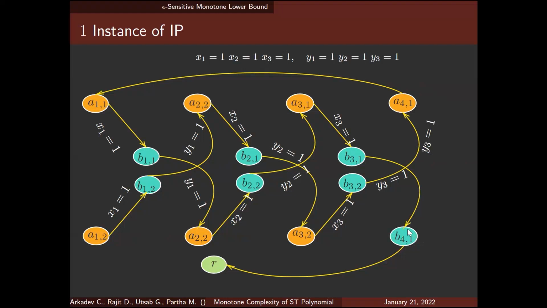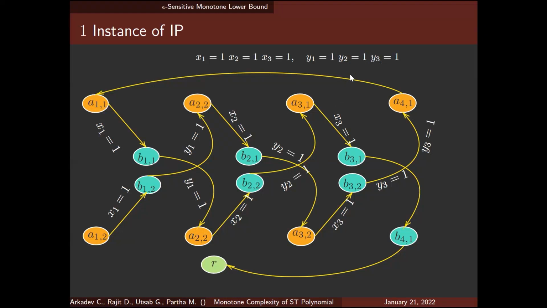If it has a path to this B41 vertex, then it is already connected to the root. But if it has a path to the A41 vertex, then it is connected to this A11 node via this back edge. And we already have seen that there is a path from A11 to root. So whenever there are odd many i's such that xi times yi equal to 1, there is always a spanning tree forming in this gadget graph.